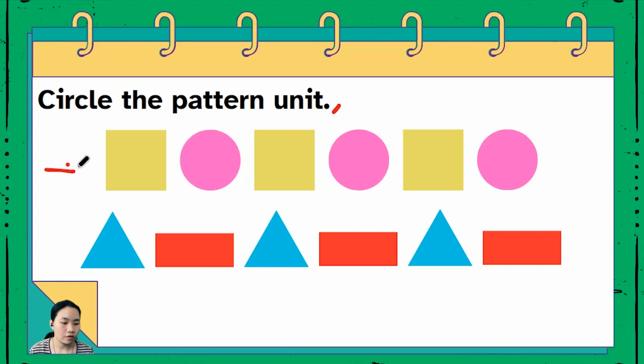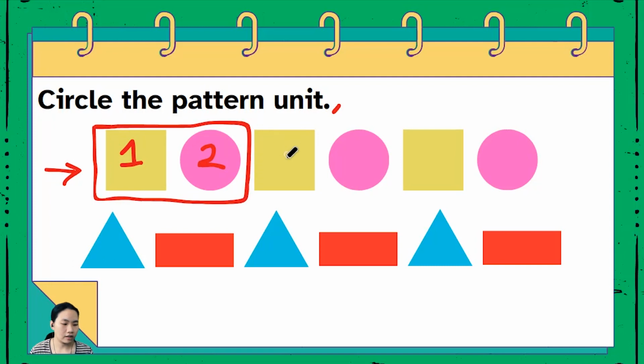Now, before I tell you what the answer is, can you tell me what is the pattern unit for this pattern? It is square and then circle, okay? So this is the pattern unit. 1, 2, square, circle, okay?